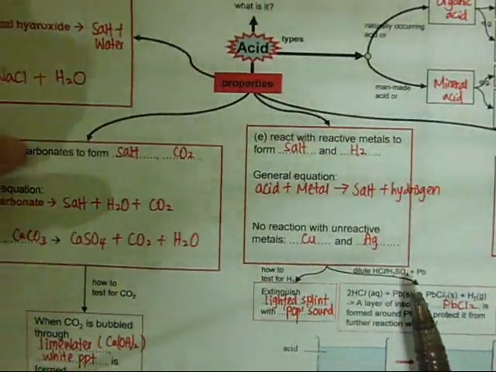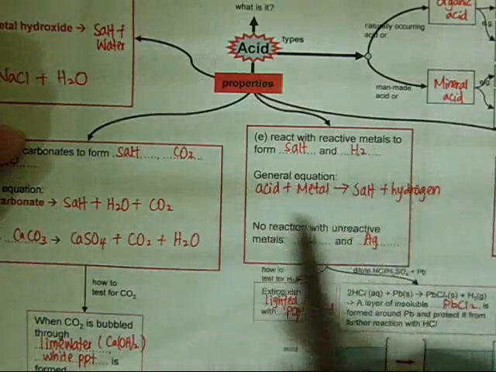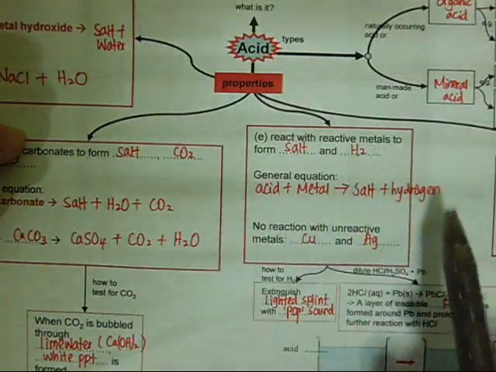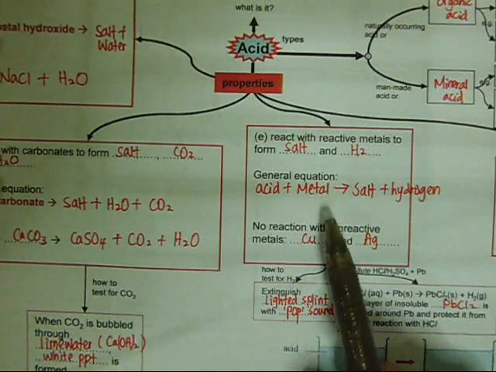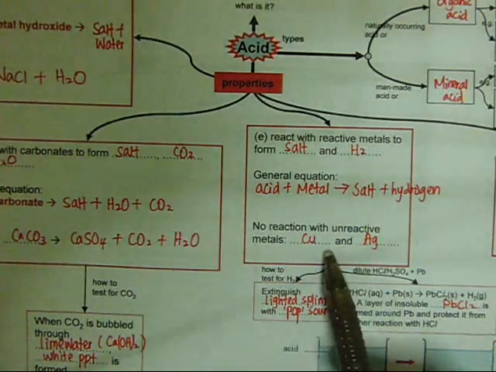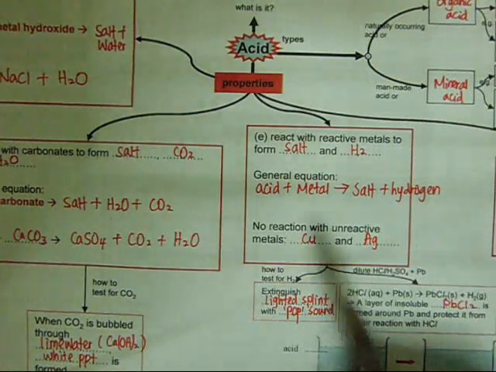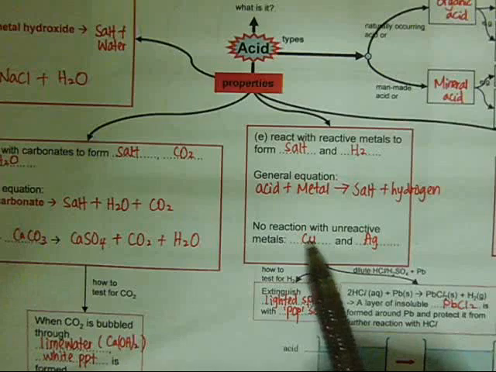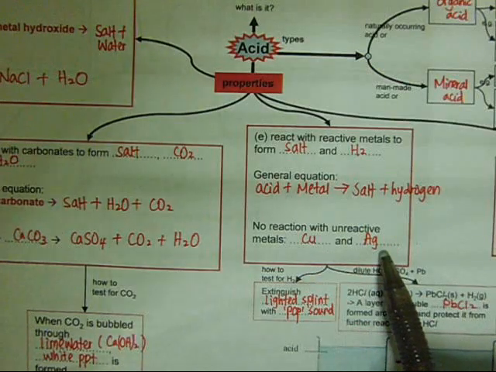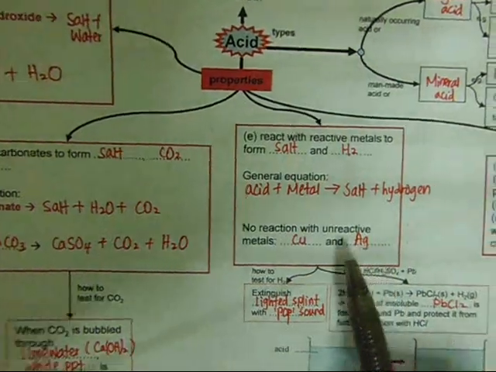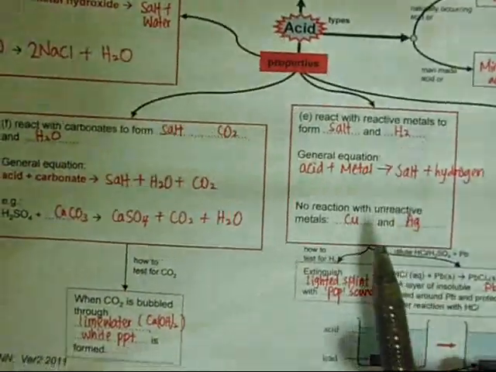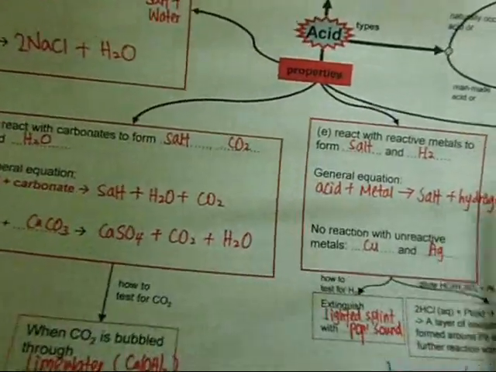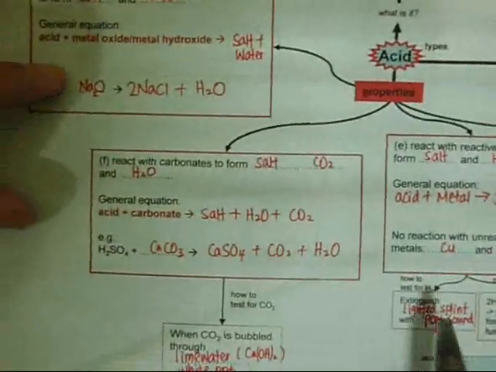Reactions of acid. First one is acid and metal. You get salt and hydrogen. And which are the metals which do not react with acid? This is actually related to your metals chapter, the reactivity series. From the reactivity series, you should know that copper and silver do not react with acid. Basically, the last metal in the reactivity series that reacts with acid would be iron. And then how do you test for hydrogen gas?